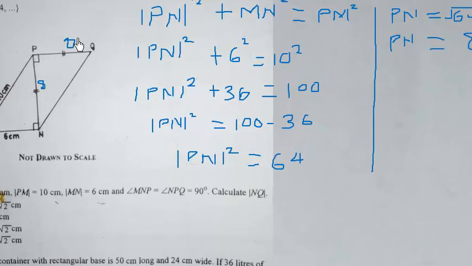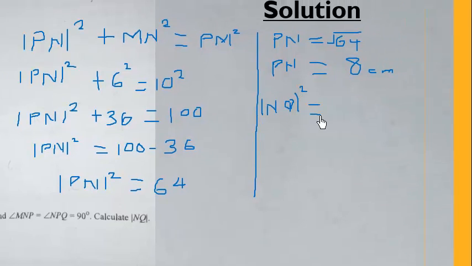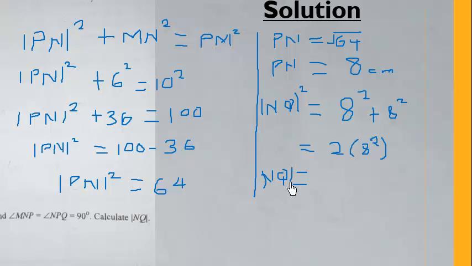So the side of this triangle is 8 centimeters, and this one is 8 because they are equal, so 8, 8. Now we use the Pythagoras theorem again to find the value of NQ. So NQ squared is equal to 8 squared plus 8 squared. Now this is giving us 2 of the 8 squares. And we get the square root of both sides. So we get square root of 2 times 8 squared. So NQ is equal to 8 root 2 centimeters.